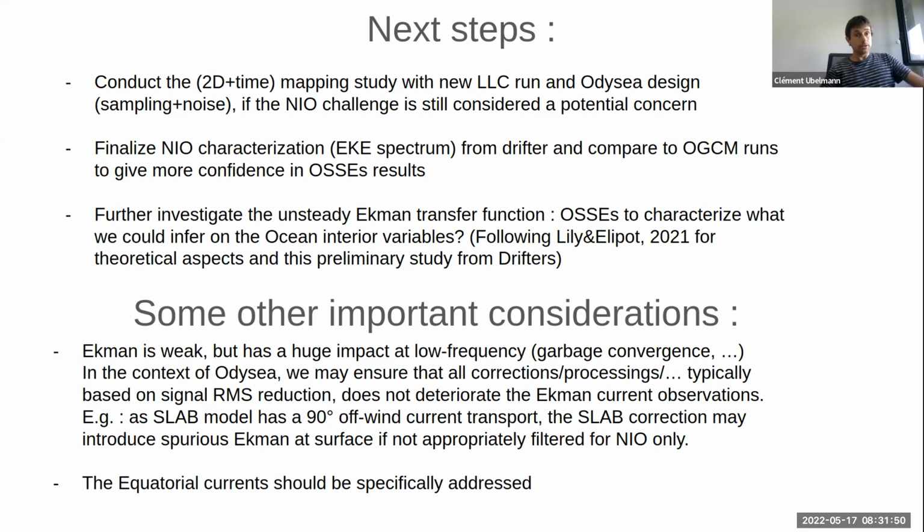For instance, using a slab model for an NIO correction, we know that the slab model also does Ekman, but does an Ekman at 90 degrees of the wind, okay? Because just one layer is the integral. So that could introduce some spurious Ekman if we apply the correction on the surface current, unless we do an appropriate filter to get the NIO part only. And also, I think the equatorial current should be specifically addressed in the context of the Odysea mission. So I'm going to stop here.